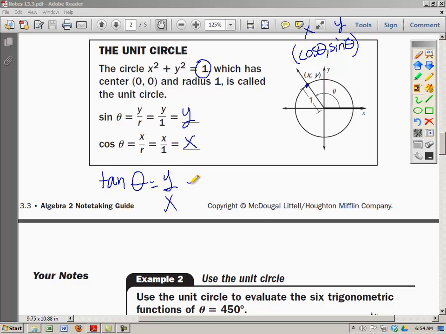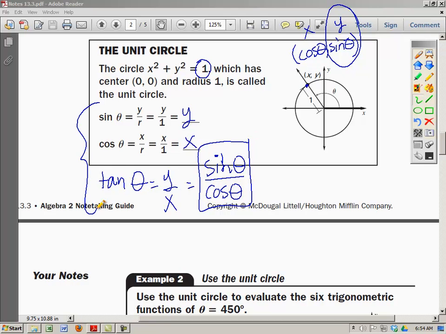Well, instead of saying y over x, we can say that the sine of theta divided by the cosine of theta is another way that we can define the tangent ratio. All right? And so we'll be able to use that to compute exact trig values based on the unit circle that we filled in the last couple of days.